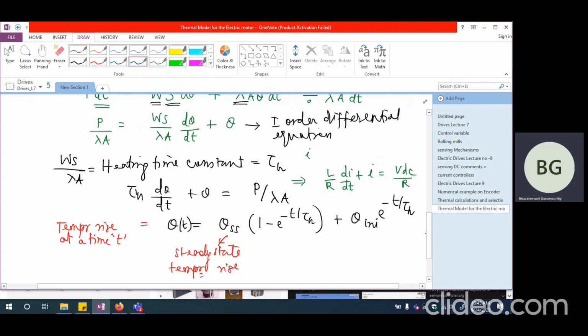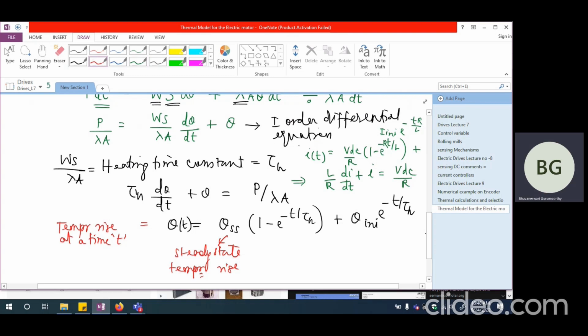So when we write I of t, we will be generally writing that as VDC divided by R multiplied by 1 minus e power t by tau. Tau is L by R. So it is going to be TR divided by L. And if there is some initial current, that is going to be I initial multiplied by e power minus TR by L. So this is the kind of equation we normally see for the current.